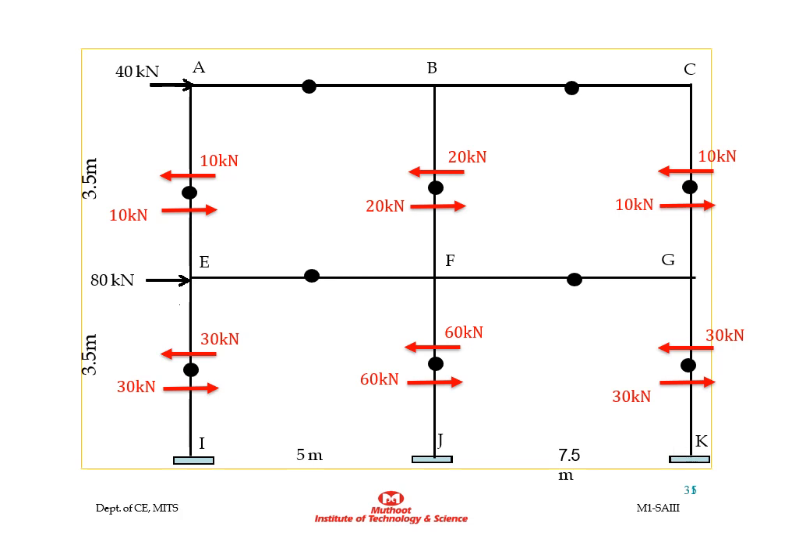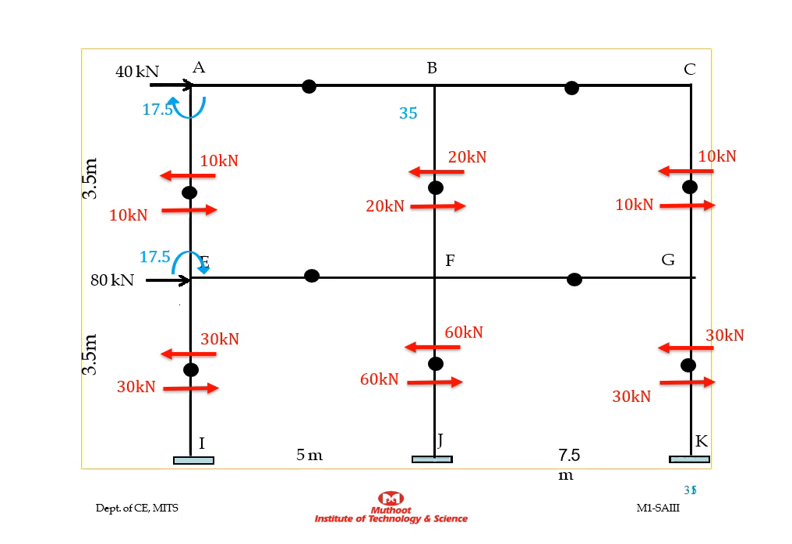Now we calculate the column moments from the horizontal shear values, noting that the moment at the mid height of the column is 0. According to this assumption, the moment at the end of the column will be column shear into height of the column divided by 2. So for column AE at the top end, it will be 10 into 3.5 divided by 2, that is 17.5 kilonewton meter in clockwise direction. And at the bottom end of column AE, it will be 10 into 3.5 by 2, that is 17.5 in clockwise direction, as shown in the figure.